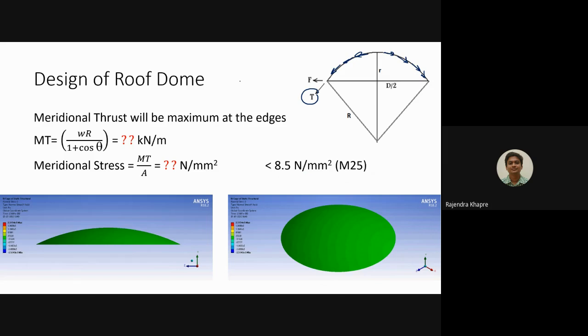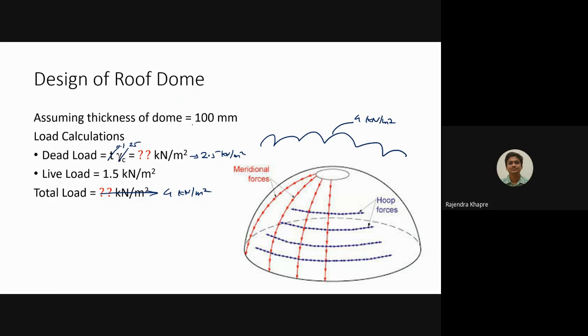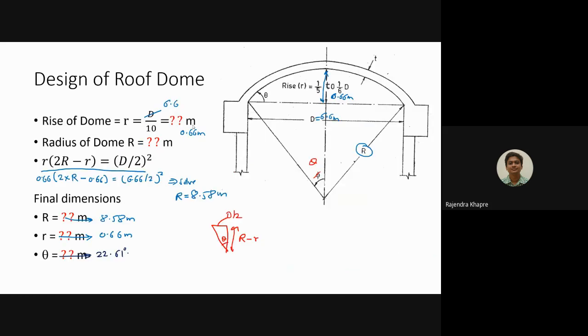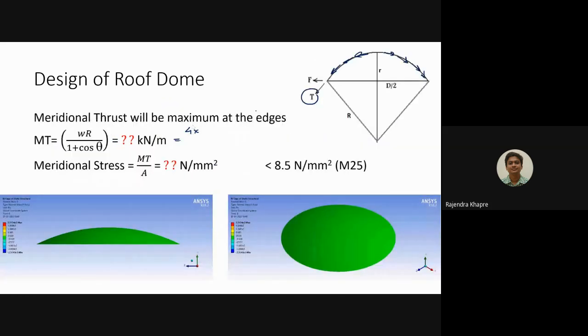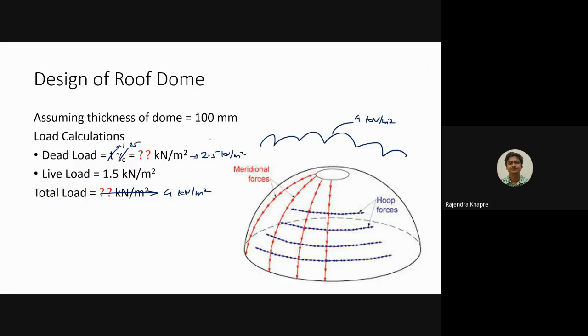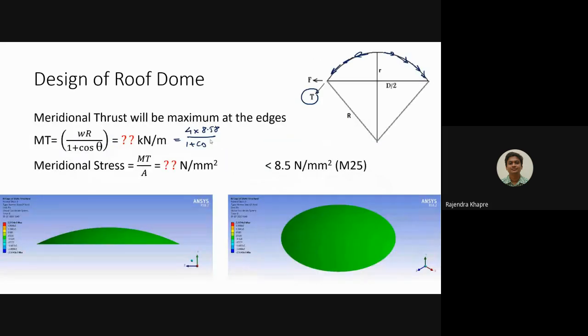This thrust can be calculated using the expression T = W times R divided by (1 + cos theta). We already know W, which is nothing but 4. The R value, that is the radius of the dome, is 8.58, isn't it? So this will be 8.58 divided by (1 + cos theta), where the value of theta is 22.61.